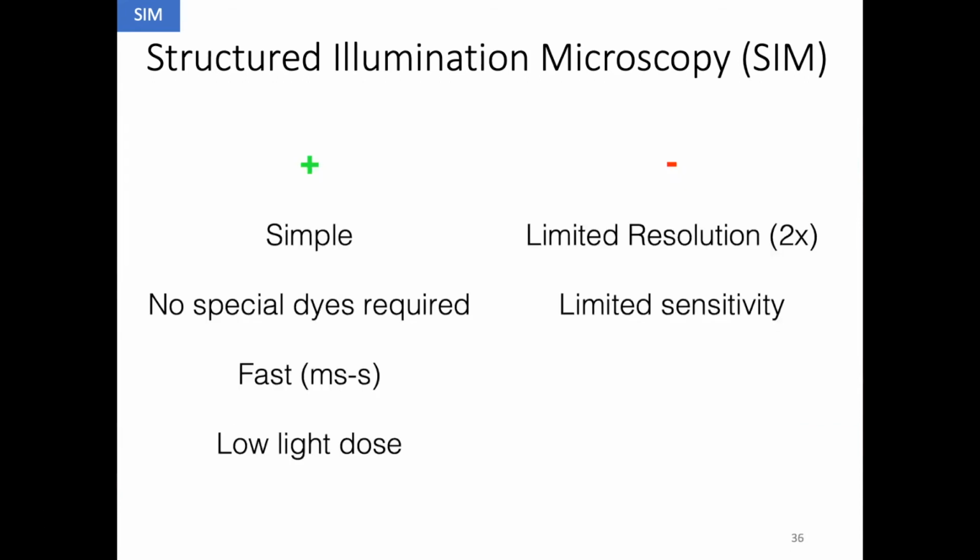So what are the pros and cons? So the pro is it's simple. You don't need any special fluorophores or dyes, and it can be done quite fast, which if you are looking at live cell imaging, that's actually an important limit. But the resolution is only improved twice, and it can have a limited sensitivity of what you're looking at.